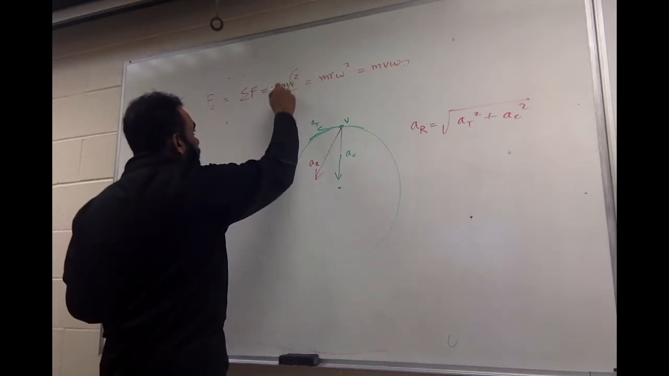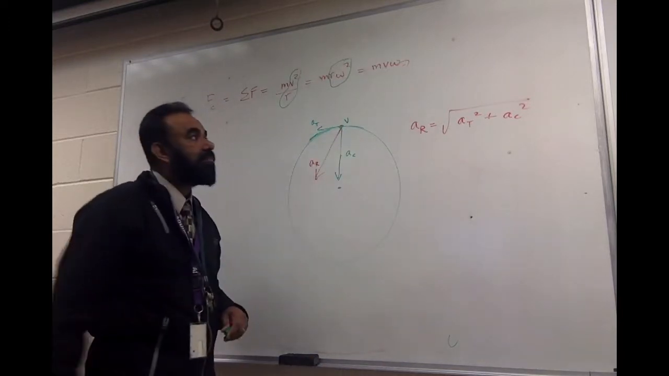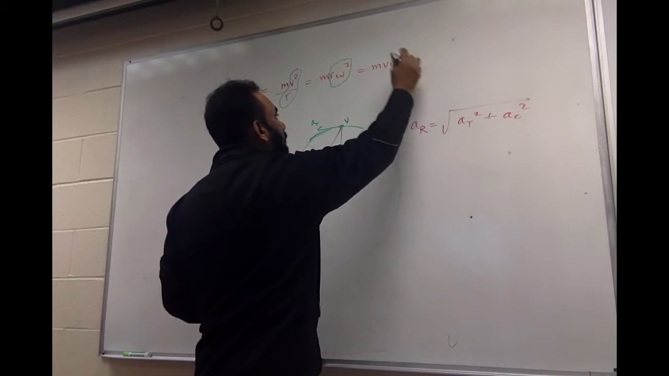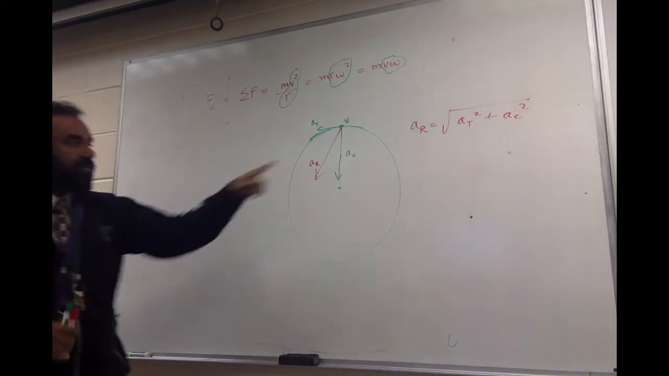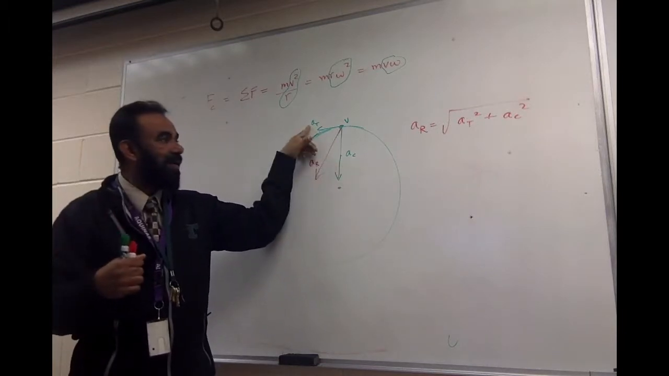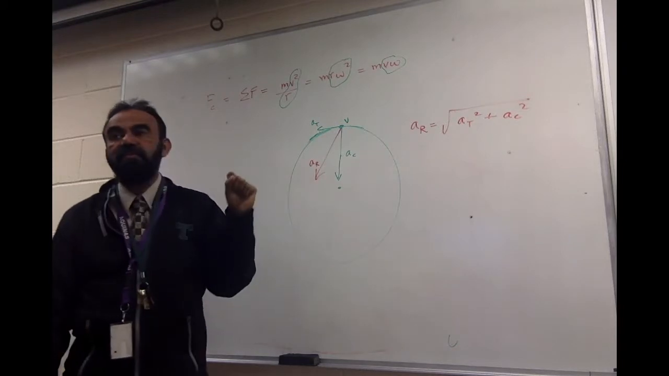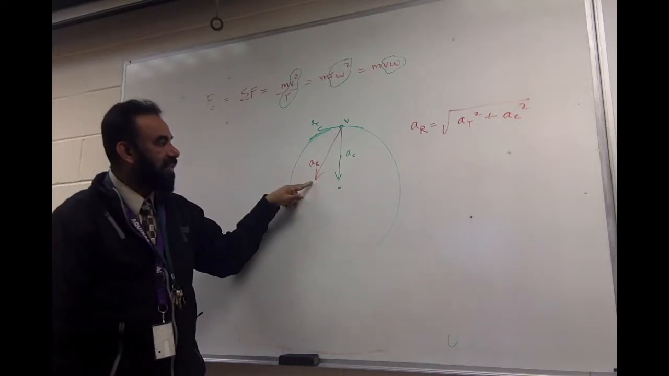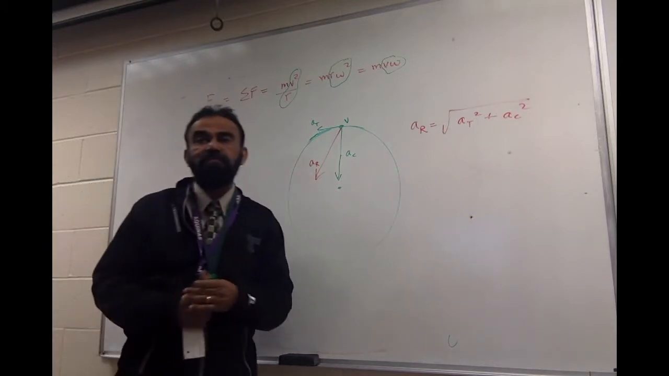This is a centripetal acceleration, and that is a centripetal acceleration as well. All those are centripetal accelerations. So centripetal acceleration is V squared over R, and that is given by your normal acceleration equation, and that is the resultant acceleration. This resultant acceleration is not going to be towards the center, but slightly off center, and that's the reason why.